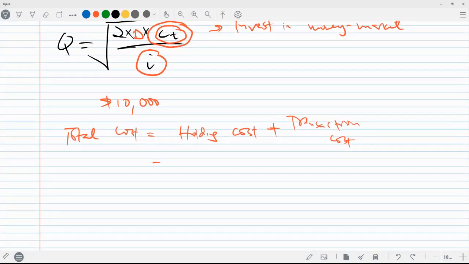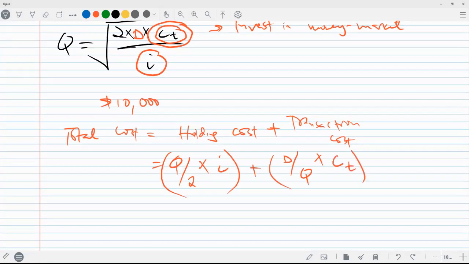The holding cost of cash, of course, definitely is the interest you could have earned on the Q you have at hand. This is the Q divided by 2, to get the average amount of cash you have at a point in time, and we multiply by the interest it could have earned for you. Plus the number of orders per year, the number of transactions per year, which is the annual demand for cash divided by Q, multiplied by the cost per transaction.